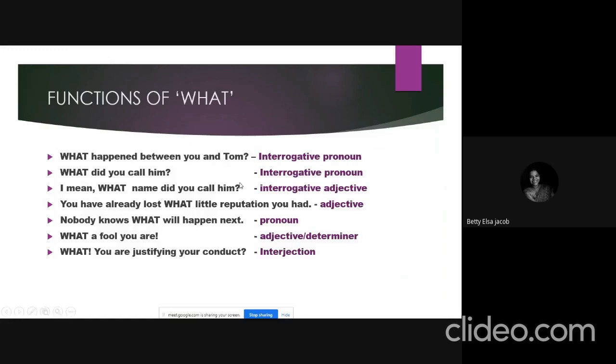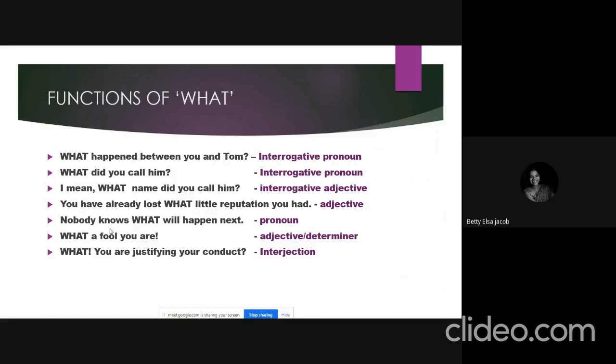Now, here it's again a question. What name did you call him? You have a question mark at the end of the sentence. Now, here it's interrogative because you have a question mark here. And what is immediately followed by a noun, name. So, here, what qualifies the noun name? So, it's an interrogative adjective. Look at the next sentence. You have already lost what little reputation you had.